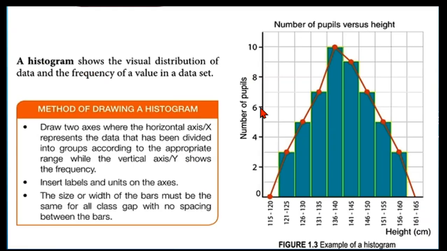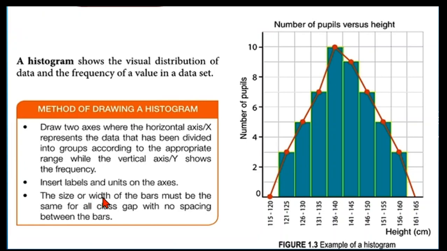And this is a histogram. Example of histogram. A histogram shows the visual distribution of data and the frequency of a value in a data set. So histogram ini adalah untuk frequency. Method of drawing a histogram: draw axes Y and X. Insert label and units.